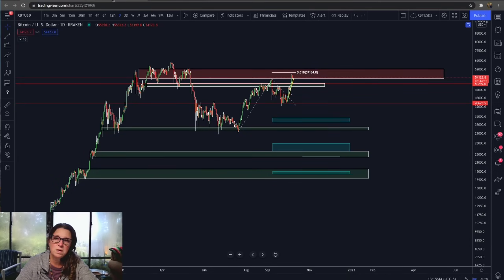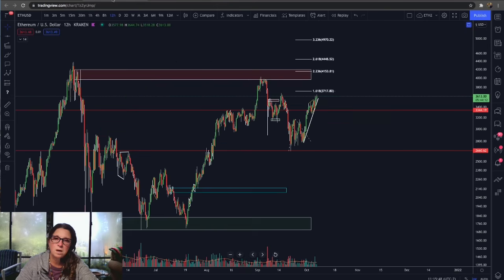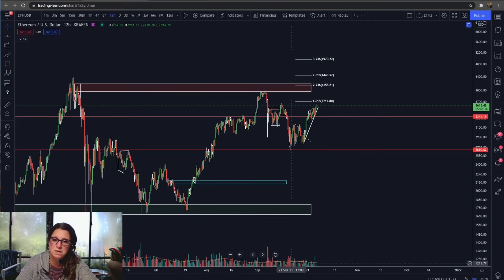So let's take a look at ETH and talk about ETH. All right, so ETH has yet to hit the 1.618, which is where a third wave needs to hit. So with that said, ETH needs to play catch up here. To make this a 1, a 2, 3 needs to hit the 1.618. We need to get a 4 and a 5 up to the 2.236 to make this an impulse wave.